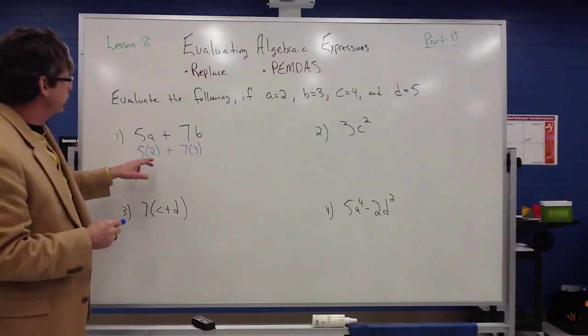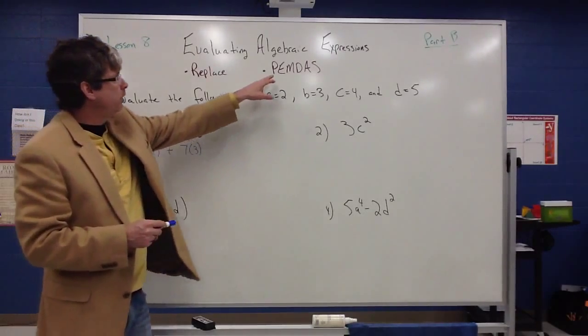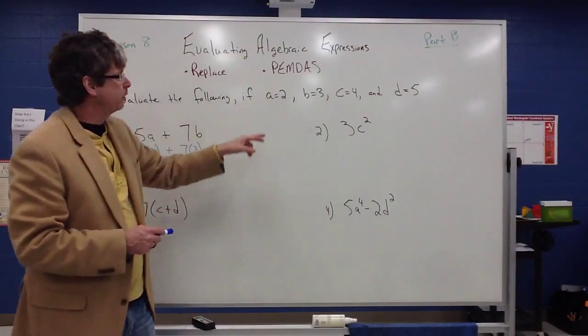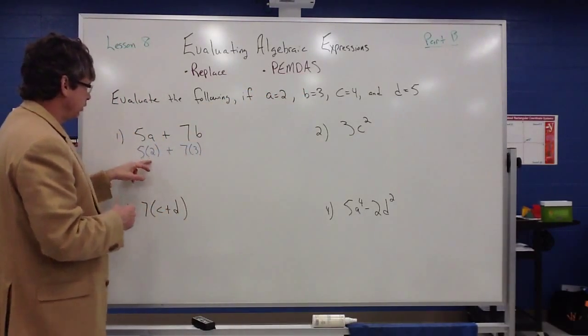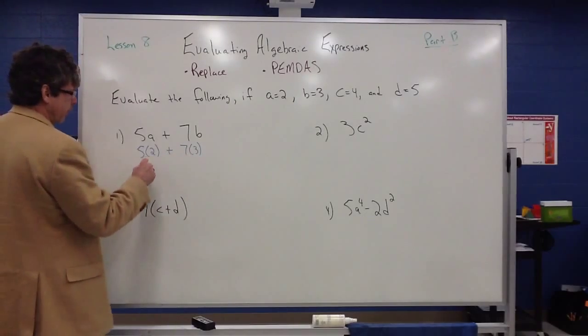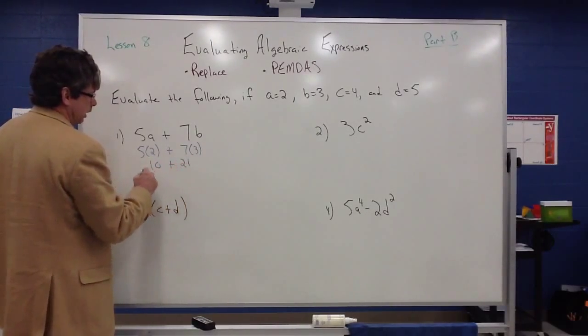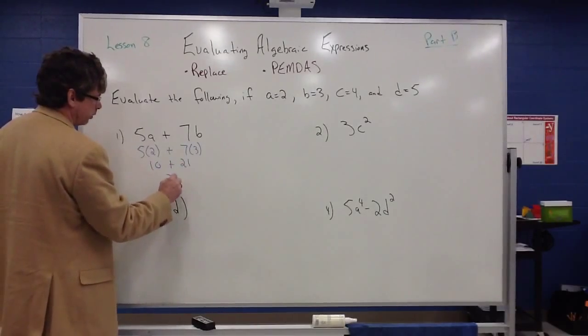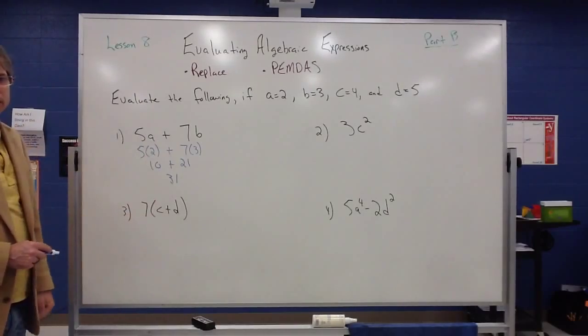Once we replace the letters with the appropriate numbers, we then have to use order of operations. Remember, we have to multiply before we add, in this case. So we do the multiplication first. 5 times 2 will give me 10, and 7 times 3 will give me 21. If I add those together, that would give me 31 as a final answer. So we just work our way down step by step.